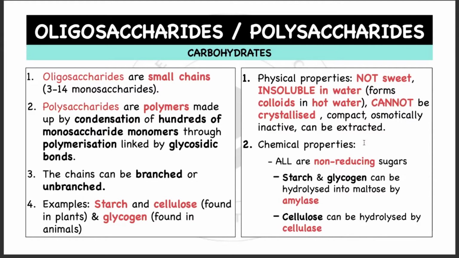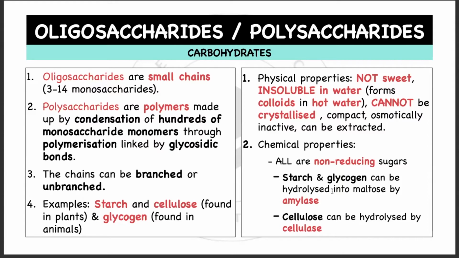So some chemical properties, all are non-reducing sugars. Remember, in monosaccharide, all of them are reducing sugars, which means that when they react with Benedict solution, they form brick red precipitate. But for here, they are non-reducing sugars, so they can't react with Benedict solution and they won't form brick red precipitate.